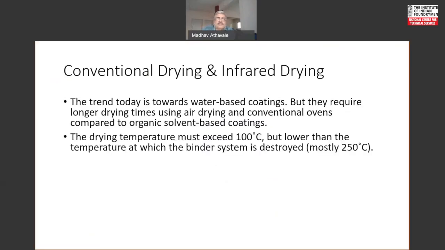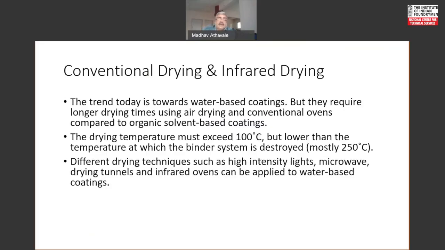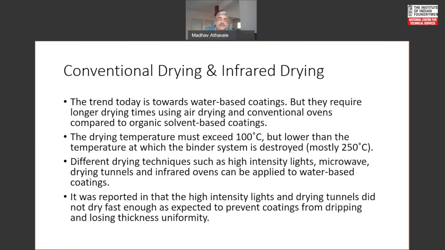Trend is for water-based coatings, which require longer drying time. Drying temperature has to exceed 100 degrees centigrade, but it has to be lower than 250 degrees, otherwise organic binders will get destroyed. There can be various techniques which can be used. It can be high intensity lights or microwaves or drying tunnels and infrared ovens. The experience has been that high intensity lights and drying tunnels many a times will not dry fast enough. So the dripping of the coating can happen and thickness of the coating can become non-uniform.